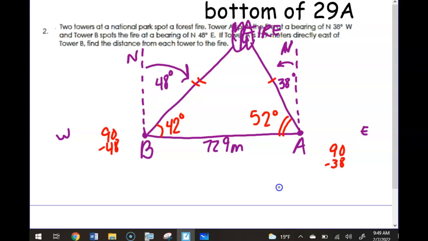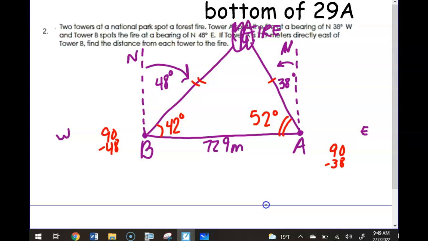All right. I think one of the quizzes gives you the picture, but it asks you to find the distance to the closer tower. I mean, you could find both of them and then figure out which one's closer, but the one across from the smallest angle is closer. Okay. What are we supposed to do? Find the distance to each tower.